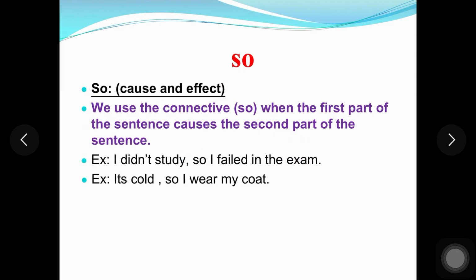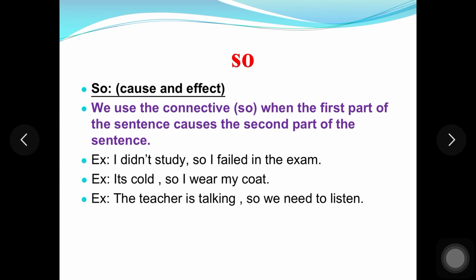I didn't study, so I failed the exam. Why did you fail the exam? Because I didn't study. So this is the cause and this is the effect: something happened, that I didn't study, so there is a result for it, that I failed the exam. It's cold, so I wear my coat.